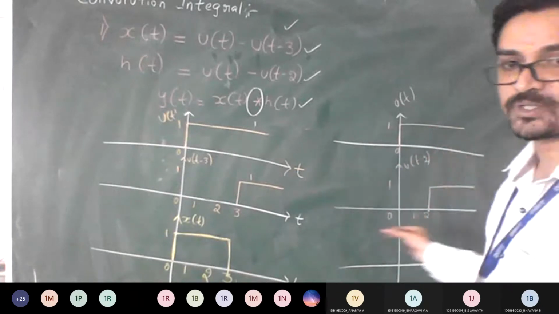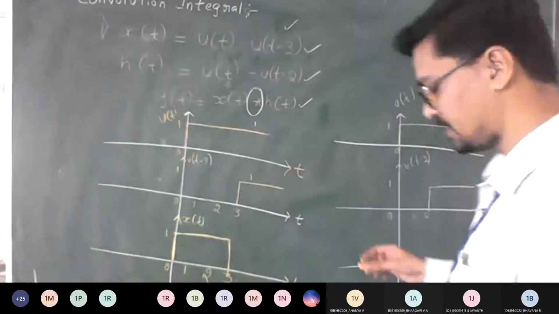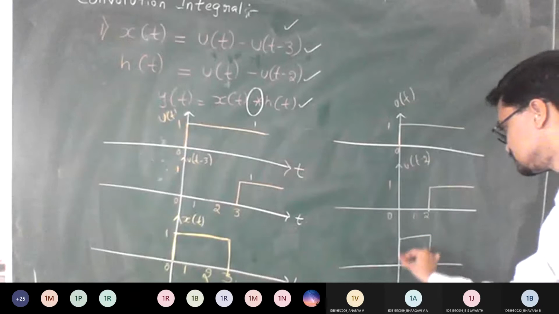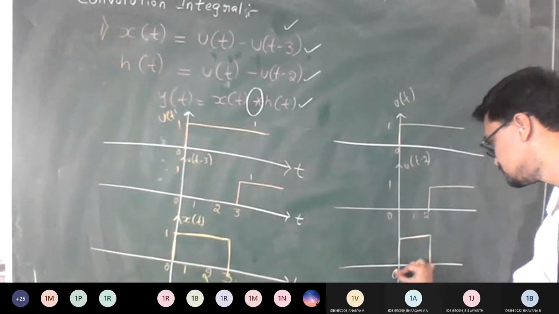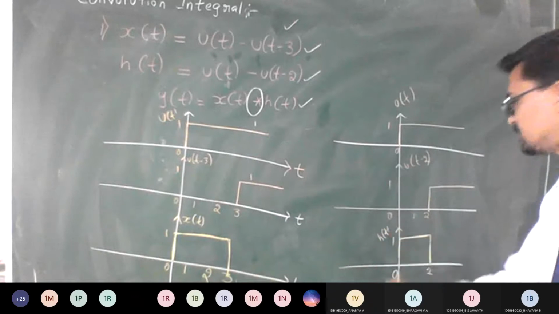Since I am subtracting this 2, same procedure. Here it was at 3, now it is at 2. So you can end the signal from 0 to 2. So this is my h of t signal with amplitude of 1.